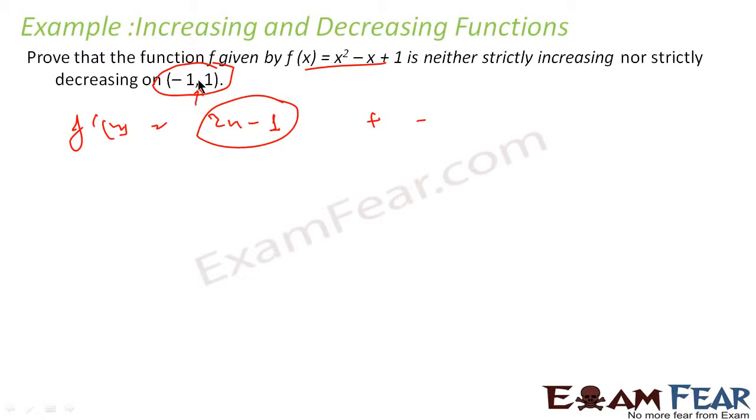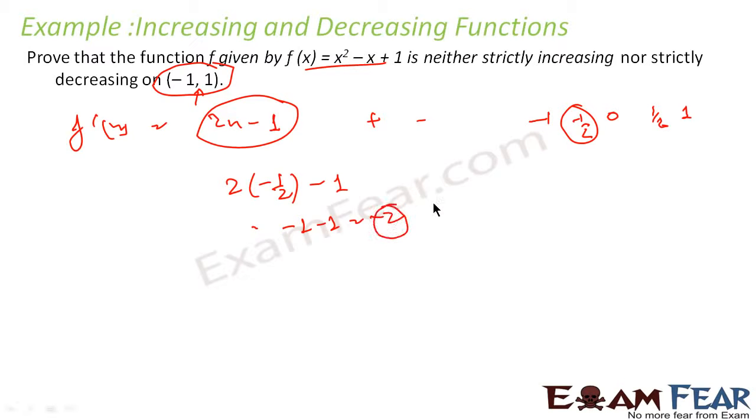So if I take something between, let's suppose, -1 to 1, there are so many values. I have 0, I have 1 by 2, I have -1 by 2. So let's take -1 by 2 here. So this becomes 2 into -1 by 2, correct? -1. So that is -1 minus 1, that is -2. So here you see the negative value. Let's take 1 by 2. 2 into 1 by 2 minus 1. This is 1 minus 1. It has a 0 value, correct?